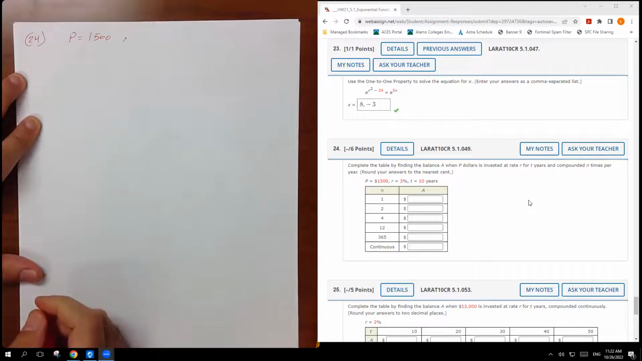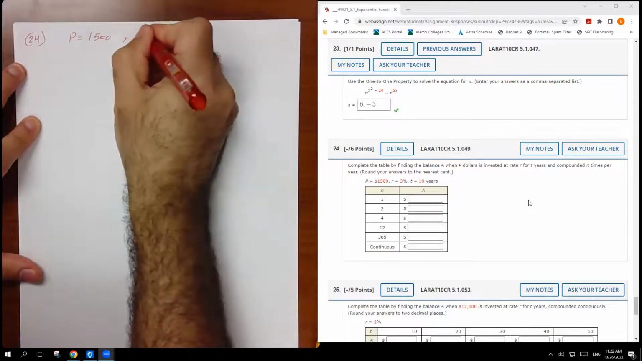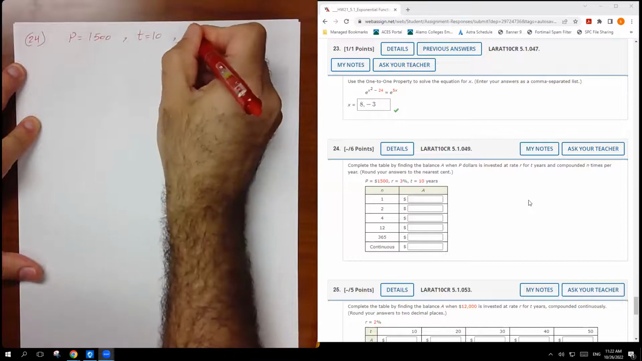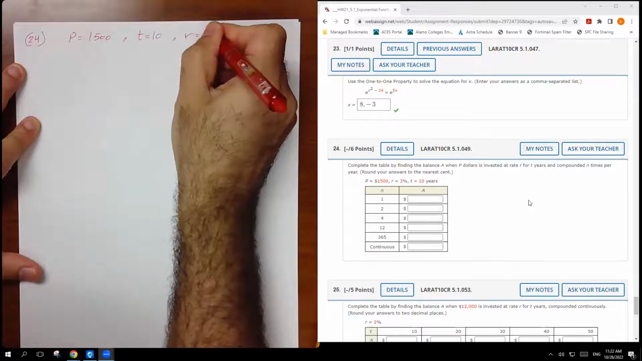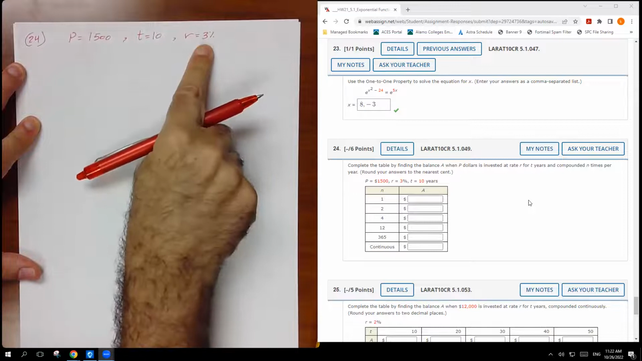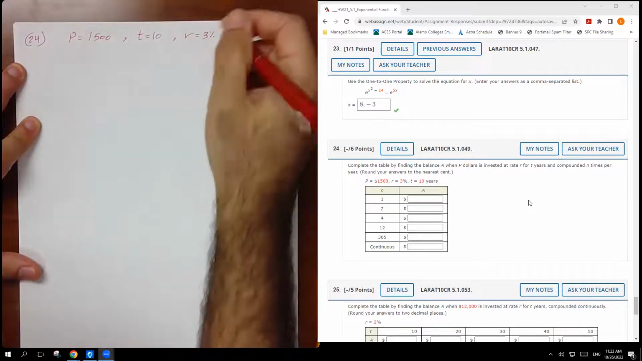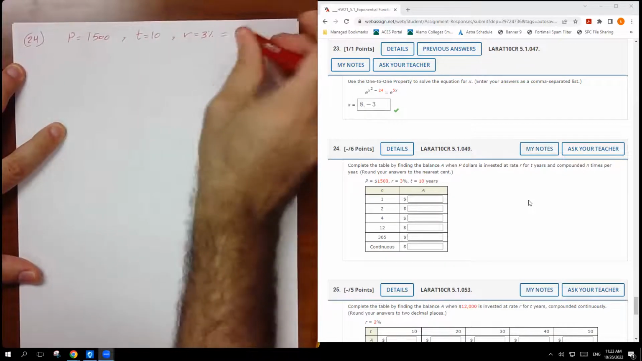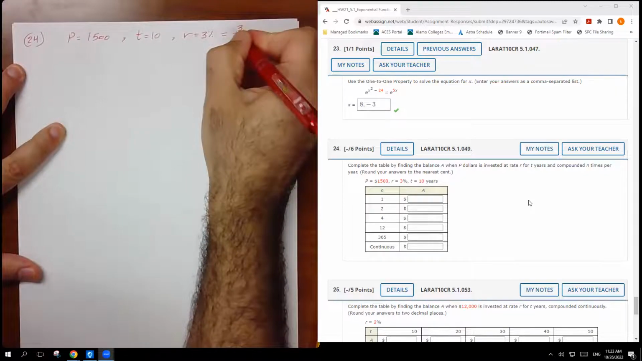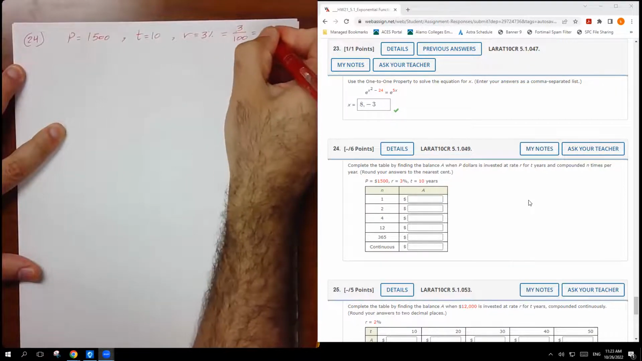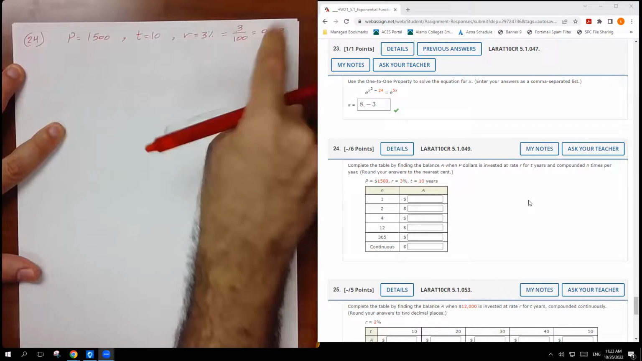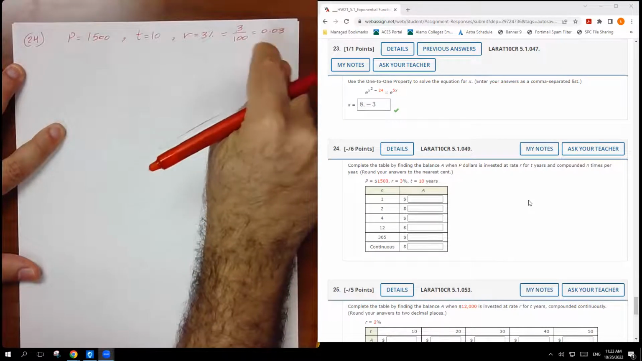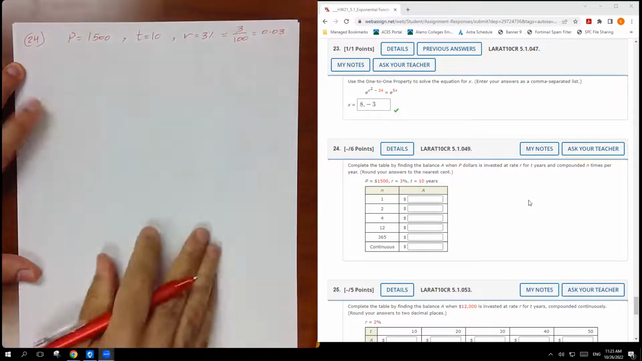The rate is the important thing. The time is 10 years. The rate is R equals 3%. If you plug in a 3 in the formula, it's going to be wrong. You're going to say 3 divided by 100, and it's going to be 0.03. That's what you're going to plug in.